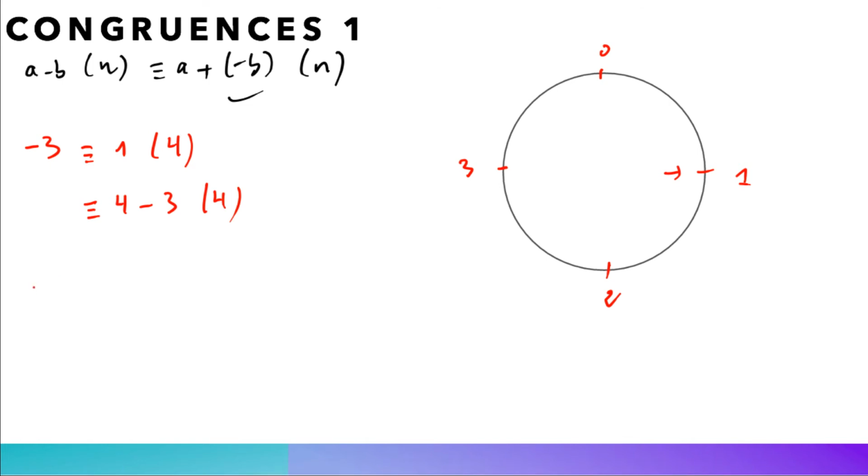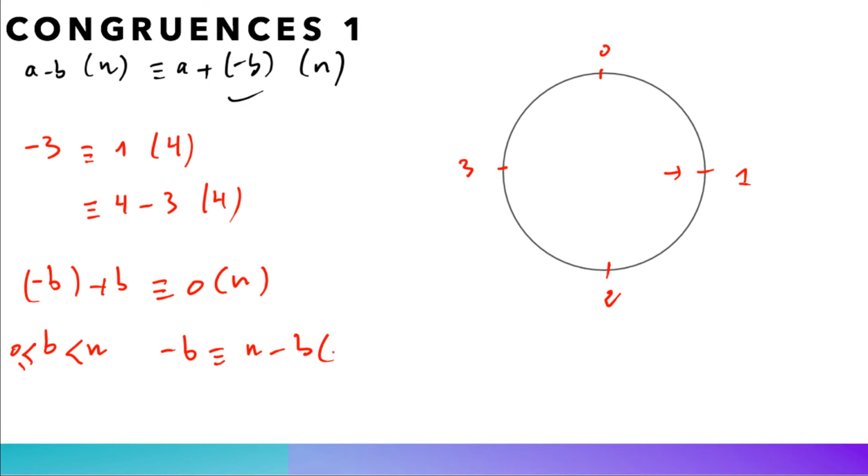So algebraically, to define minus b, actually minus b should be the number that you add to b to get 0 modulo n, and if b actually is a number between 0 and strictly lesser than n, then minus b is the same thing as n minus b modulo n. Notice that n minus b will be a positive number, and this is because if we add n minus b to b, one gets 0 modulo n, which means that n minus b should be the number minus b.